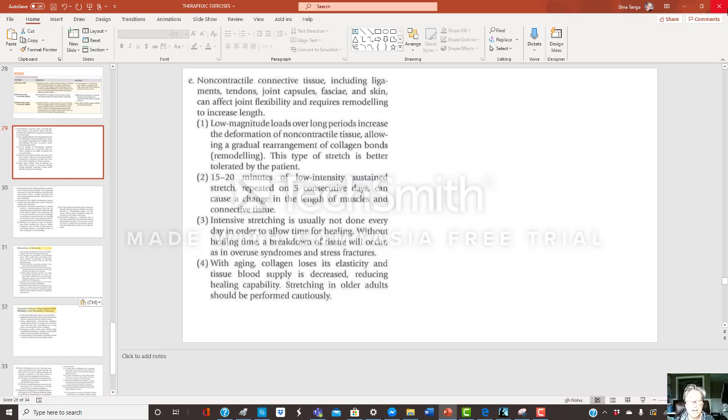Intensive stretching is usually not done every day in order to allow time for healing. Without healing time, a breakdown of tissue will occur, as in overuse syndromes and stress fractures. With aging, collagen loses its elasticity and tissue blood supply is decreased, reducing healing capability. Stretching in older adults should be performed cautiously.